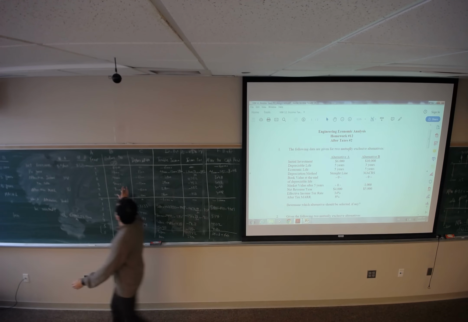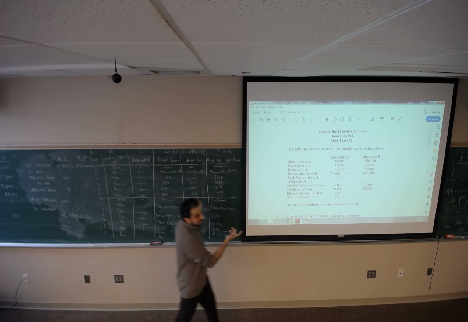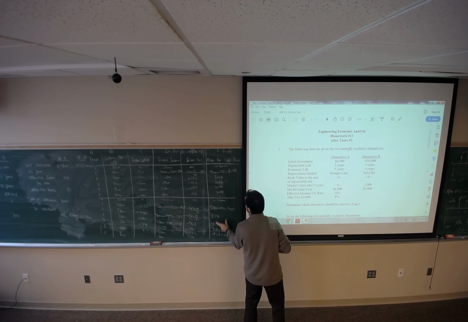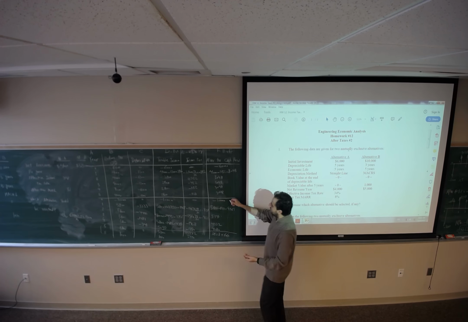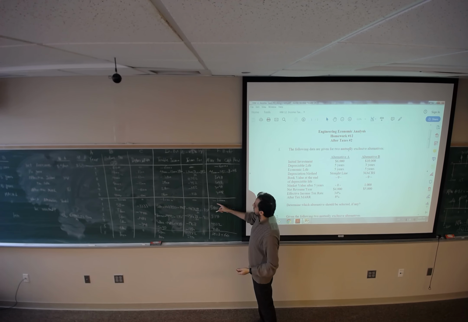Question on this. I could ask you for incremental analysis also. You consider this column and this column, subtract the one that needs the higher initial investment, which is going to be this one. So you subtract this from this column and find the IRR if I ask. If I didn't ask you, it's better that you use net present worth, which is easier to calculate.